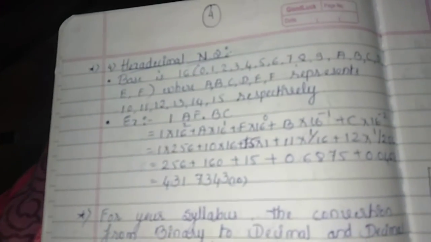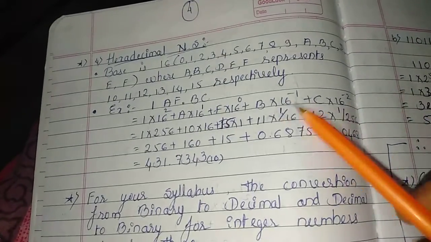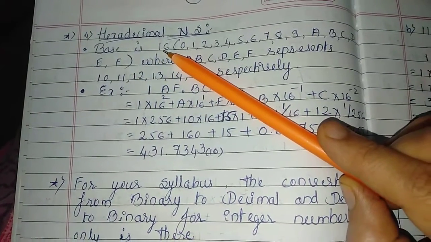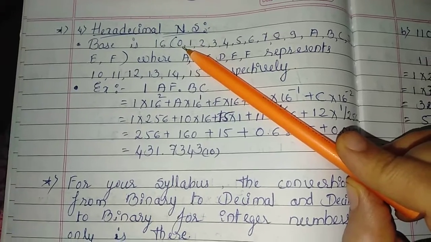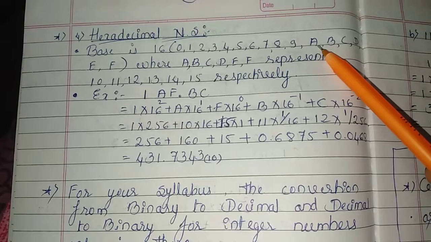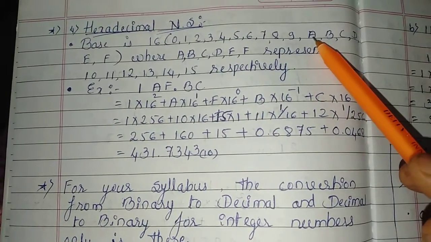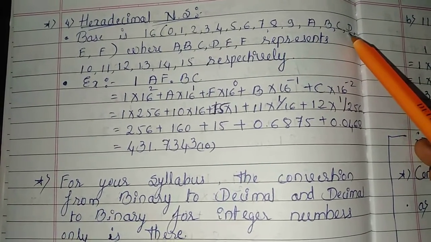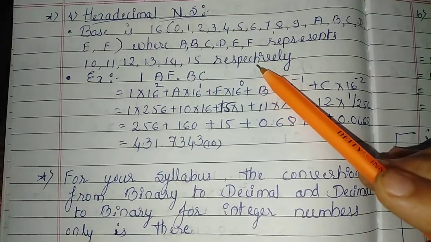the hexadecimal number system. The base value in the hexadecimal number system is 16, as it contains the numbers from 0 to 9, then A to F. Here A is equal to 10, B is equal to 11, C is equal to 12, D equal to 13, E equal to 14, F equal to 15 respectively.